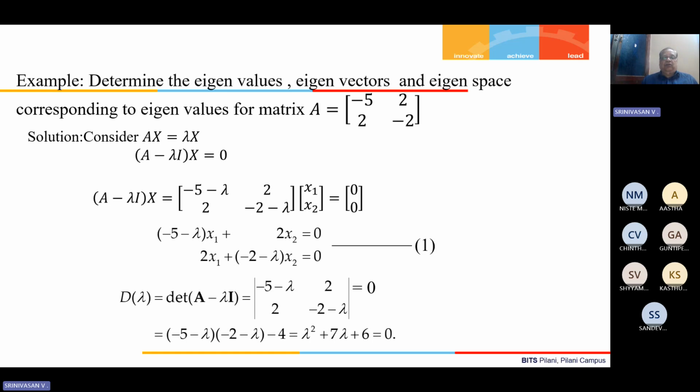Just look at (-5 minus lambda) into x1 plus 2 times x2 equal to 0. Then 2 into x1 plus (-2 minus lambda) into x2 equal to 0. This is the system of linear equations in two unknowns x1 and x2. So x1 and x2 will be the components of your vector x, which of course we can call x1 for lambda equal to -1, that is the lambda 1 value. Then for the lambda 2 value, we will get x2. But each of the vectors will have two components because the unknowns are two in number here.